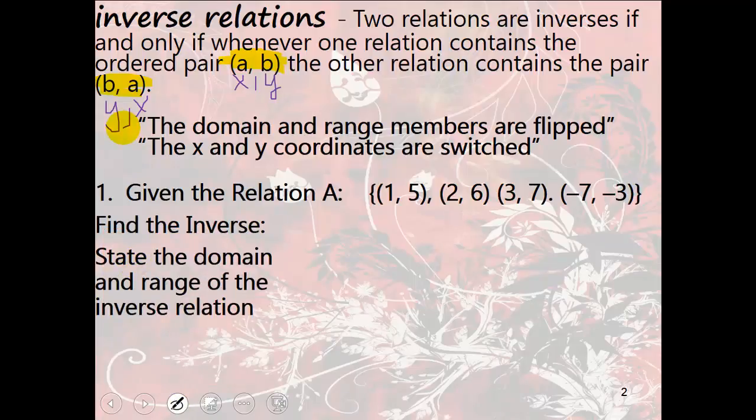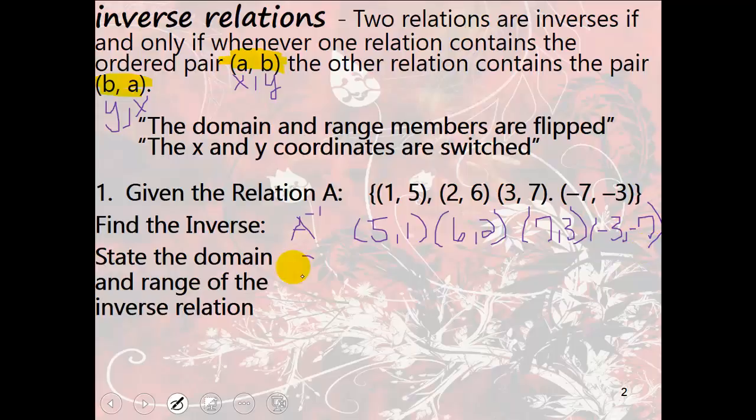So given the relation A, find the inverse. Well, we're going to write it like this, A inverse, A^-1. And it looks like an exponent, but it's not. It just means when you have a capital letter with an inverse, a -1, it means the inverse relation. We're going to flip our ordered pairs. It's as simple as this: (5, 1), (6, 2), (7, 3), (-3, -7). That's the inverse relation. The ordered pairs are flipped. The x's and y's are exchanged.